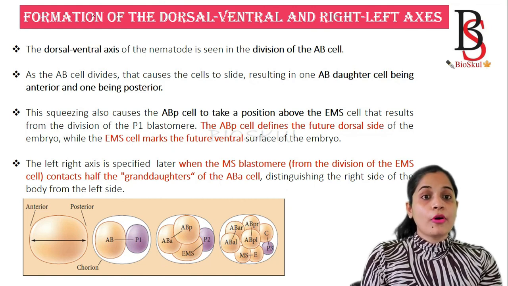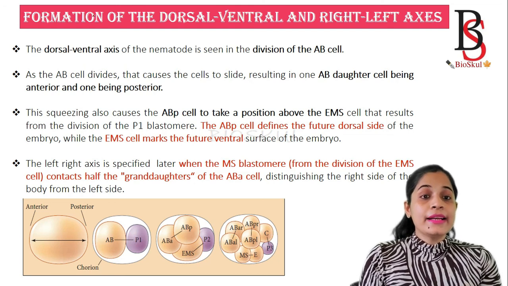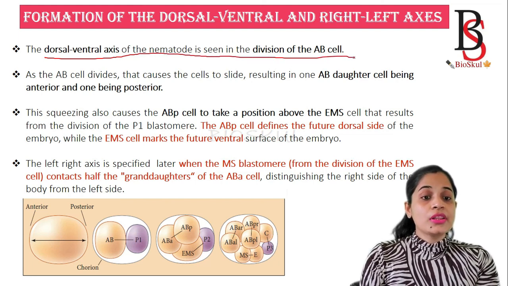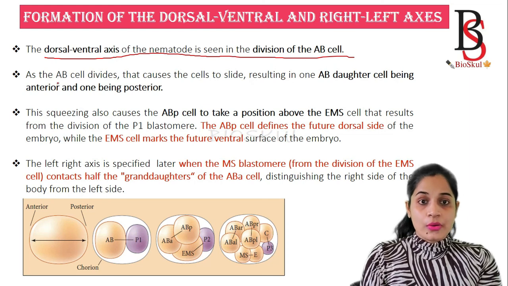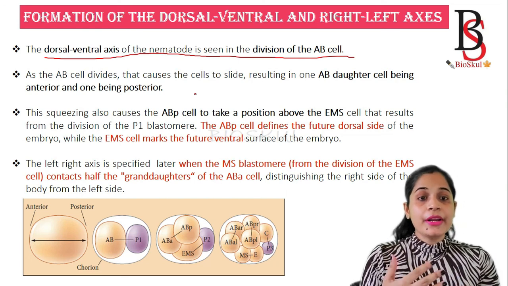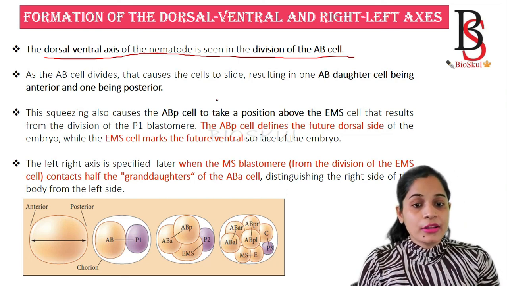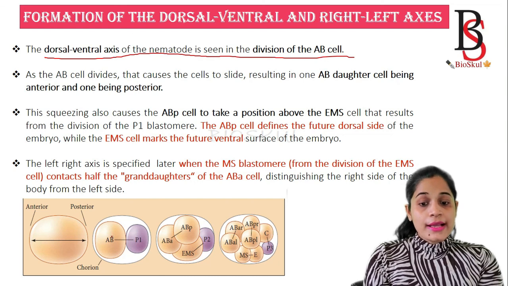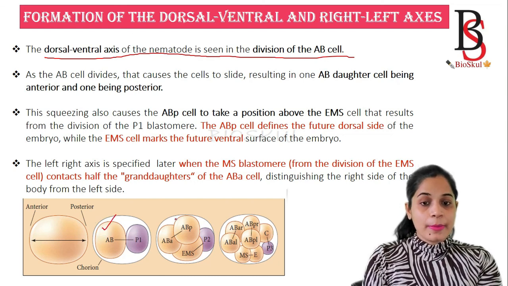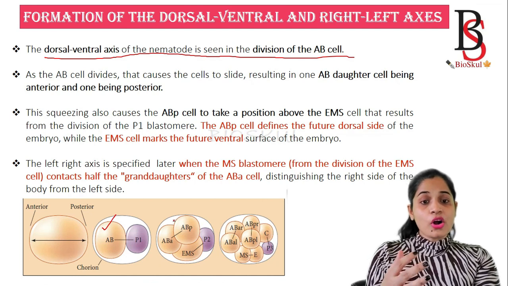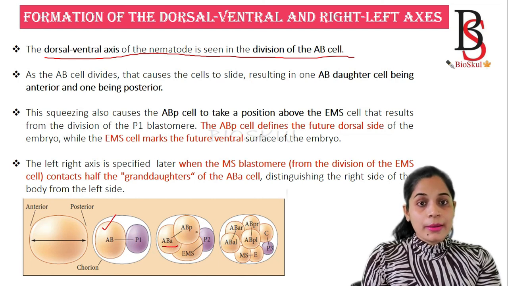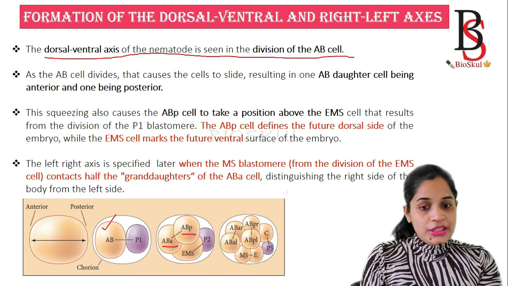Now we will see the formation of the dorsal-ventral and right and left axis, okay. The dorsal-ventral axis of the nematode is seen during the division of the AB cell. As the AB cell divides, it causes the cell to slide, resulting in one AB daughter cell being anterior and another one being posterior. The first cleavage, we know, started in the anterior-posterior direction, okay. As the founder AB cell divides, one daughter cell becomes anterior, that is ABA, and ABP is the posterior cell, okay.